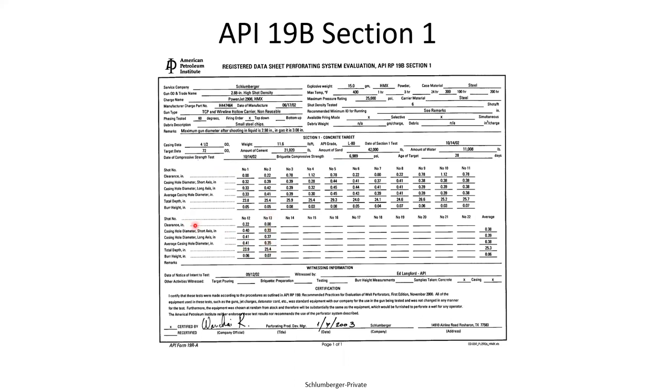In every shot, we are going to have the clearance, casing hole diameter short axis, casing hole diameter long axis, the average casing hole diameter, total depth, and the burr height. Basically, this is some metal coming out from the casing itself after perforating, and we need to measure the height of this metal as well. At the end, we will have an average. In this average, we can know the expected penetration for this gun system and the expected average entrance hole. So I can compare a gun system of one provider with the gun system of another provider.